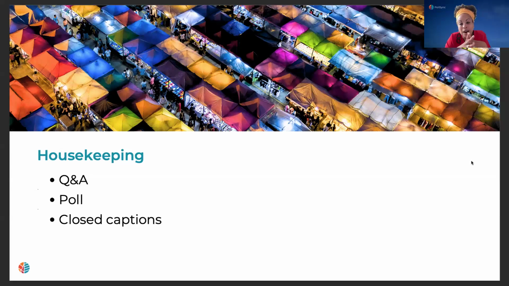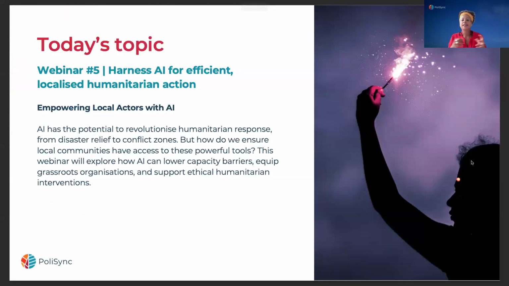And so onwards to our topic today. AI and humanitarian action. What does this mean when we say that we're harnessing it to be more efficient, to be more localized? AI has the potential to transform all sorts of areas of work and life, as we've seen over the course of this series. But in this case, how can it be used to revolutionize humanitarian response? How is it used in disaster relief, conflict zones, or for other communities in crisis?